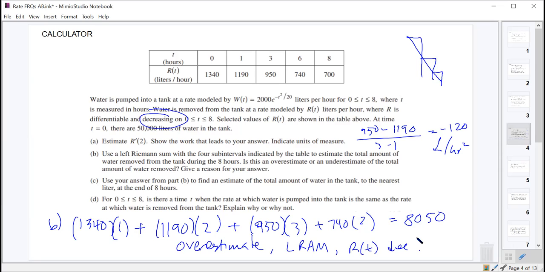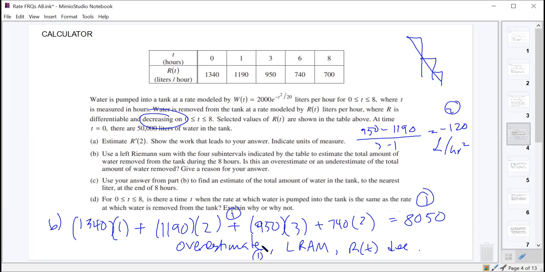Wonderful. First problem was actually worth 2 points, one for the estimate and one for the units. This one was worth 3 points. One for setting it up correctly, one for the value, and one for your explanation as to why it's an overestimate. Everybody good there with A and B? Any questions on A and B?